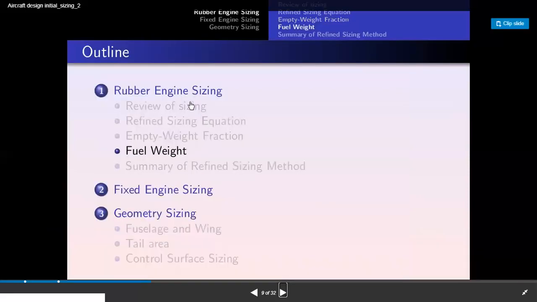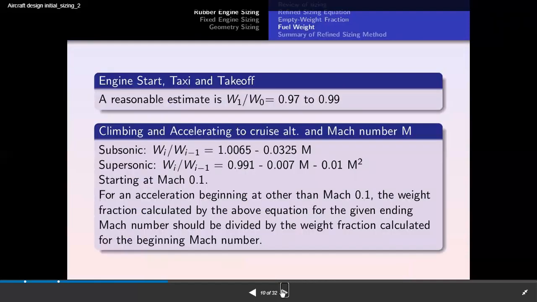Next it is fuel weight. Now we have seen the empty weight, and now we are looking for fuel weight. Clear? So engine start, taxi and takeoff. Whenever the engine starts, there is ground roll, after that it will taxi, and it will take off. During the takeoff, that is taken as W1 by W naught. Usually it will be between 0.97 and 0.99, so the reasonable estimation for W1 by W naught is 0.97 to 0.99.